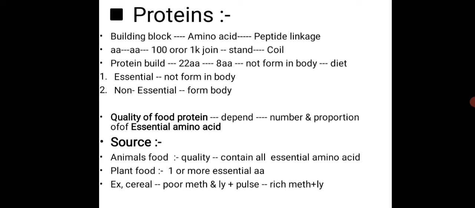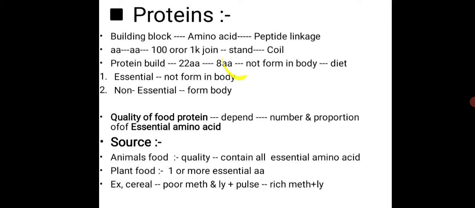So protein is made up of what? Amino acid chains, up to 100 or 1000, joined together and coiled. There are 22 amino acids, and from these 22, only 8 are essential. The essential amino acids are not formed in our body, so these 8 amino acids are taken from the diet.